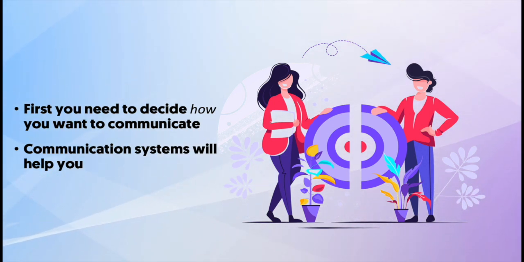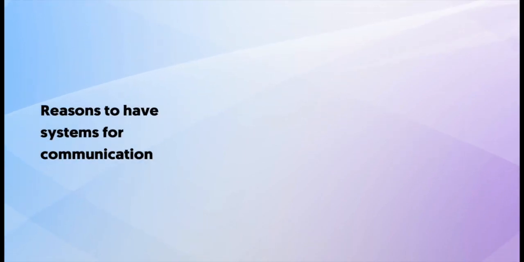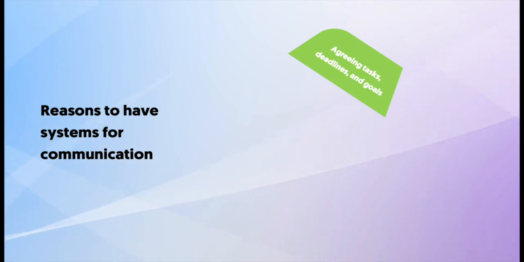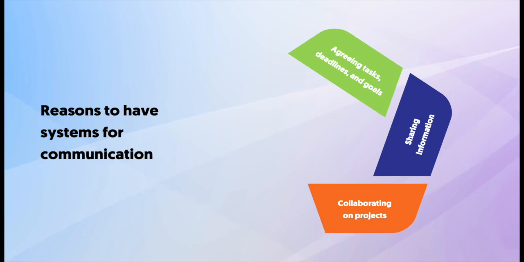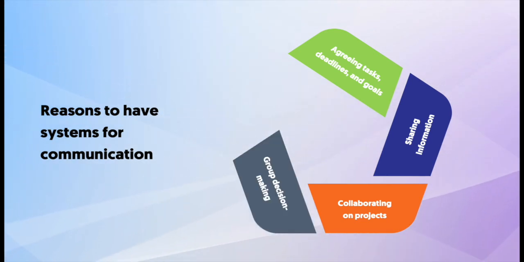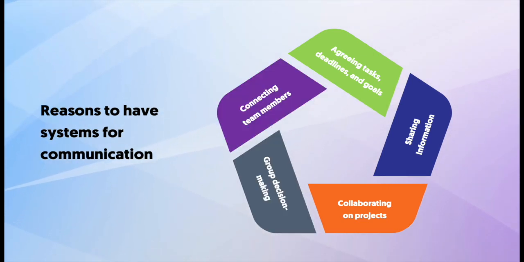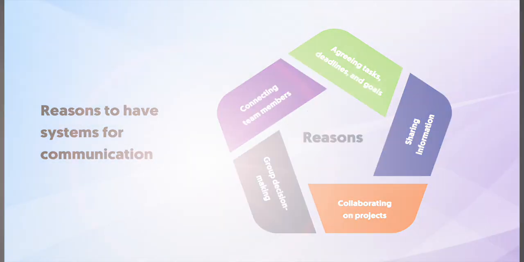Communication is key to accomplishing this, but before you start communicating, you need to decide how you want to communicate. With a remote team who you don't bump into at the office every day, that means systems. Here are some of the main reasons you need systems for communication. They will help for agreeing tasks, deadlines, and goals, sharing information, collaborating on projects, group decision-making, connecting team members who could help each other.